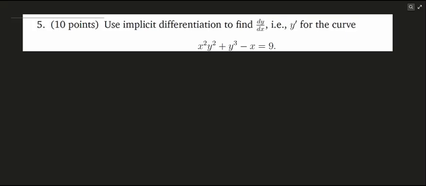Okay, everyone, the next problem, problem 5, is implicit differentiation: using implicit differentiation to find dy over dx, or y prime if you prefer, for the curve x squared y squared plus y cubed minus x is equal to 9. What's the logical first step in actually finding this? Well, you want to derive both sides. If left equals right, logically the derivative of the left equals the derivative of the right. So derive both sides of the equation.